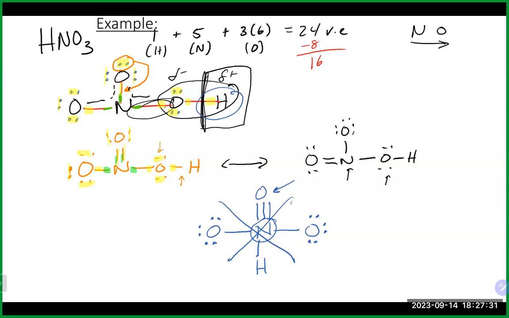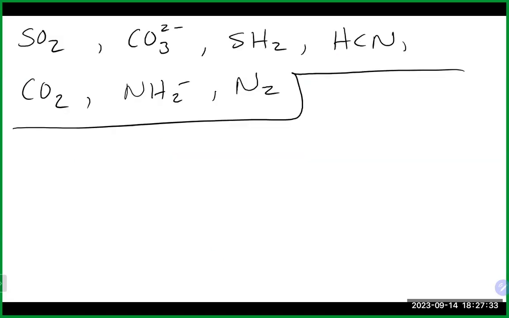All right, with that being said, let's come back this way and we'll start with the SO2. So we have 6 for the sulfur. We have 2 times 6 for the oxygen. That's 12. That's 18 valence electrons.